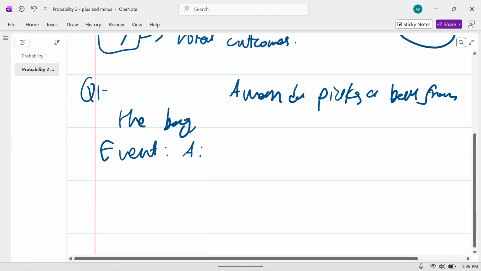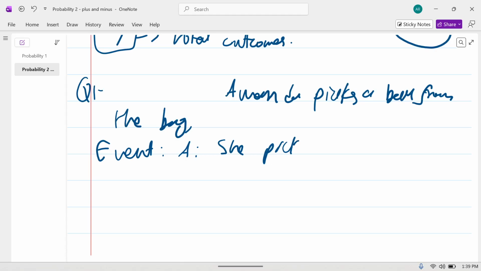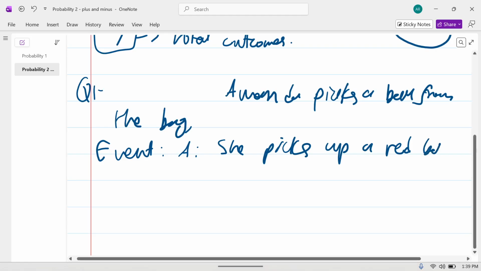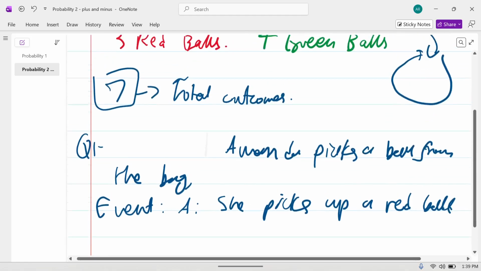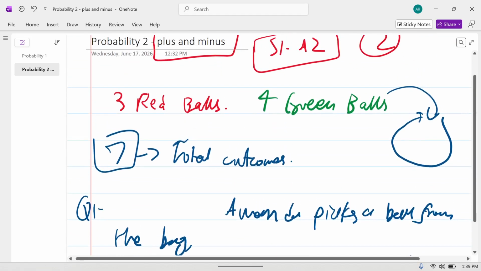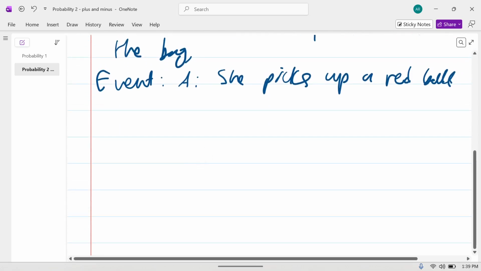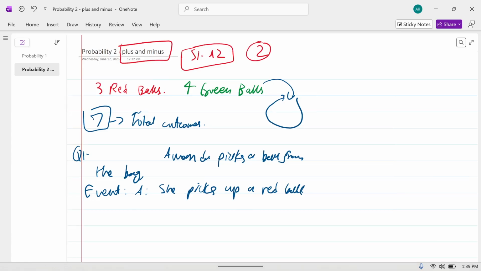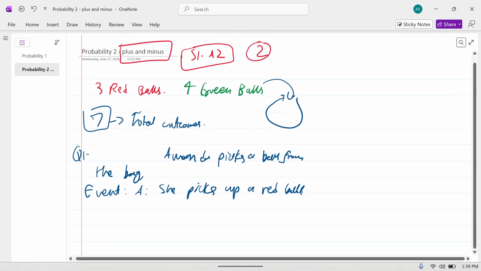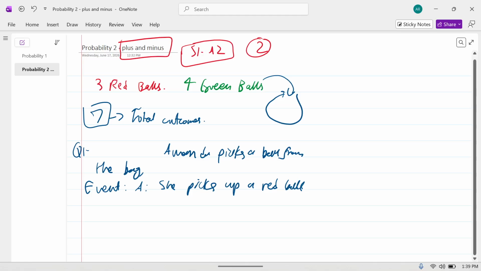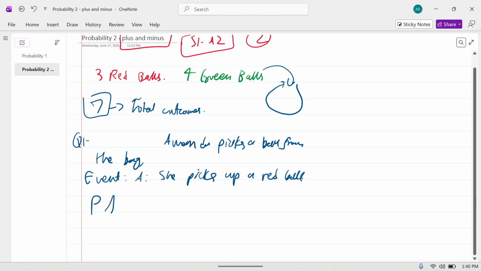Okay, so event A is she picks up a red ball. She is going to pick up a red ball. What is the probability that the ball she's going to pick is going to be red? Okay, so the probability of event A would be how much? What are the total outcomes? Seven. We got ourselves a denominator, right?